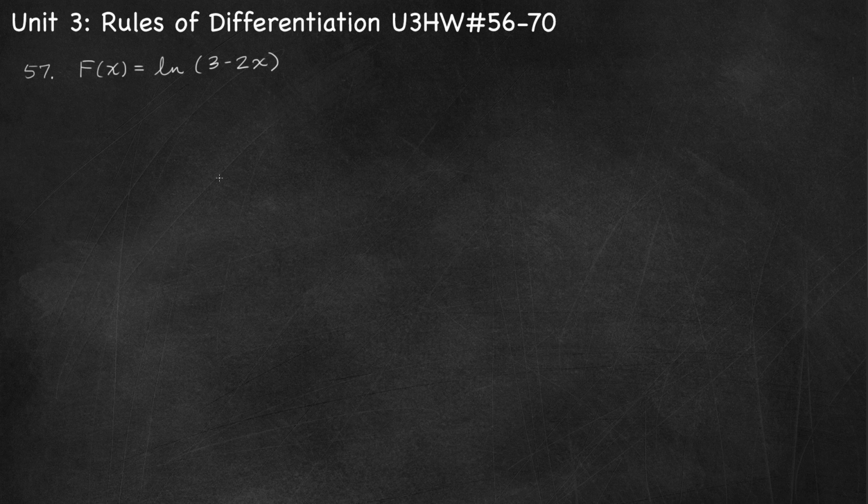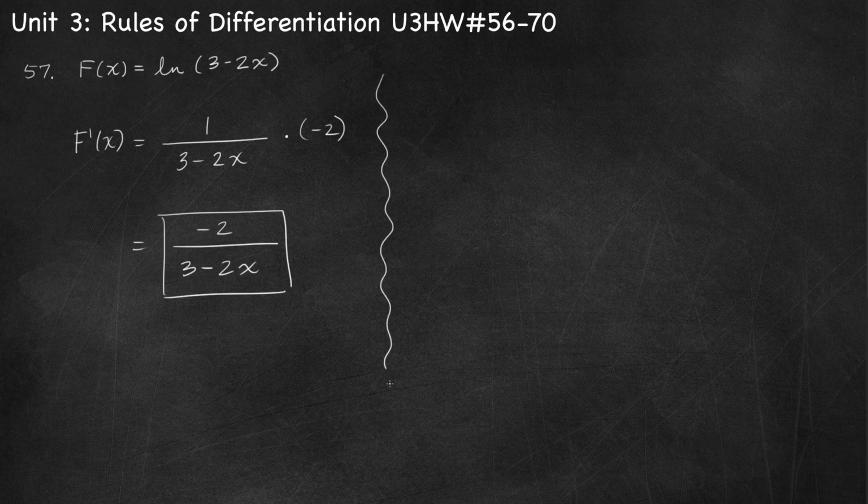57, f of x equals the natural log of 3 minus 2x. Okay, so if I'm doing this in my head, I'm thinking this is in the form of natural log of stuff. So the derivative, f prime of x, the derivative of natural log of stuff is 1 over the stuff times the derivative of the stuff. And the derivative of 3 minus 2x is negative 2. So this is going to be negative 2 over 3 minus 2x.